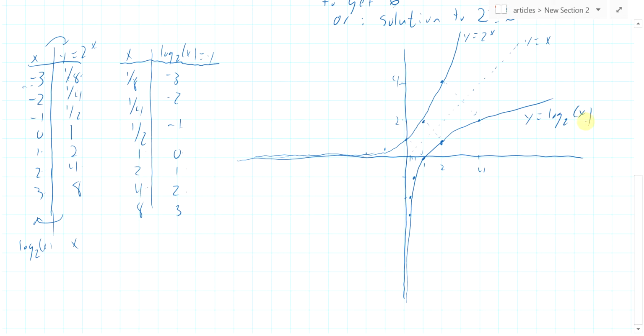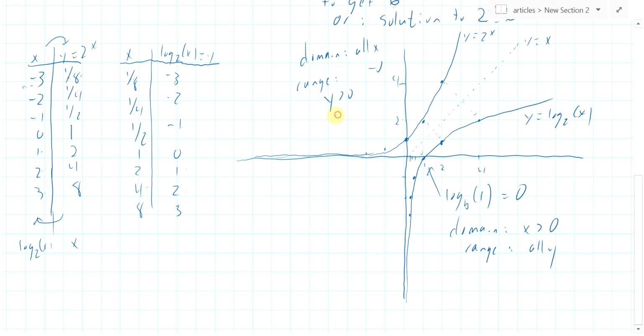Just like the key point for each exponential function is that if x equals 0, then y is 1, for a logarithm, no matter what the base is, so we'll usually say log base b, the log of 1 is always 0. And note that the domain of a log function is x greater than 0. The range is all y. And this is the inverse of the domain and range of an exponential function.